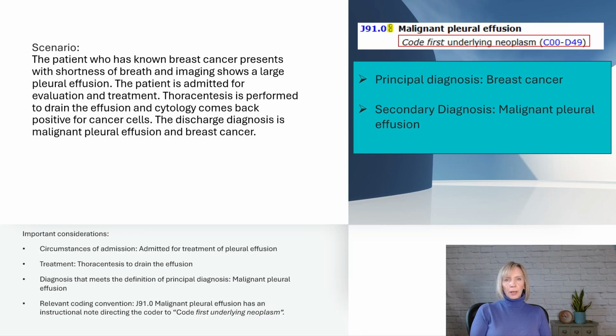And so despite the fact that the malignant pleural effusion prompted the admission, the coding convention mandates that we prioritize coding the underlying neoplasm first. In this case, the cancer takes precedence as the principal diagnosis, while the malignant pleural effusion is sequenced as a secondary diagnosis. So that's it for today's quick tip.